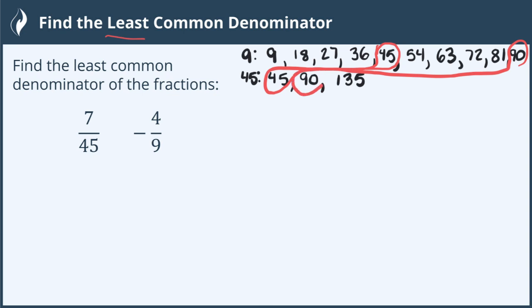I see another one as well, 90, and if I were to have kept going with the 9, the 135 would also be common. But again, remember, I'm looking for the smallest or the least of those. So I'm going to go with 45.